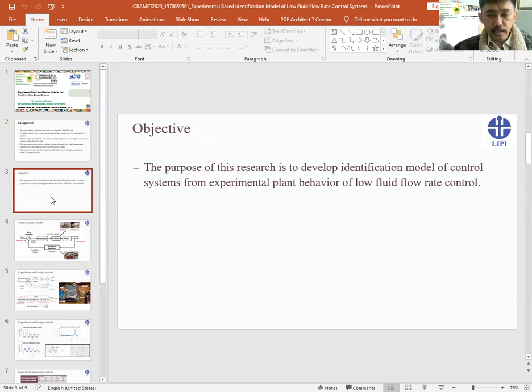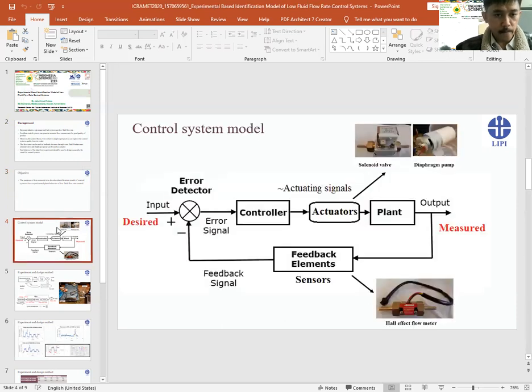Our objective of this work is to develop an identification model of the control system from the real experiment plant behavior of low fluid flow rate control. It is about the control system model. You can see in this picture.